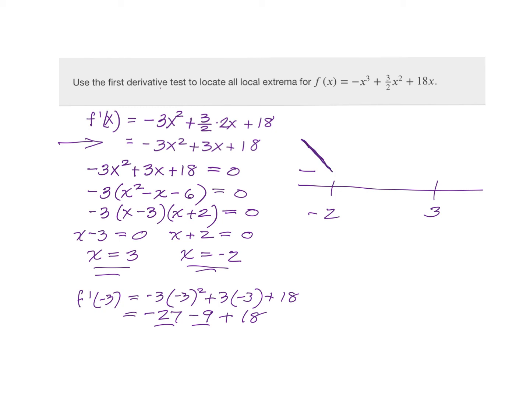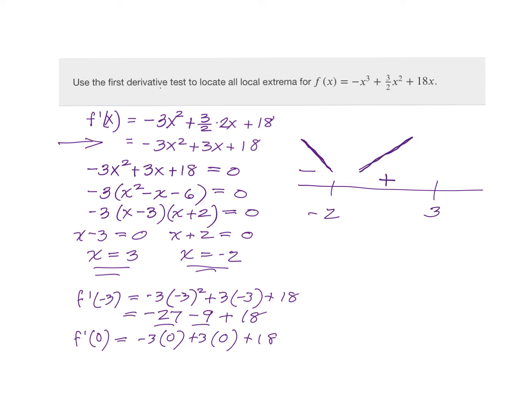Now I'm going to take a number over the interval from negative 2 to 3. And so let's pick 0 because 0 is super easy to work with. So I'm going to pick 0, and again, I'm going to plug it into the first derivative. And if I do that, I get negative 3 times 0 plus 3 times 0 plus 18. And so that is going to give me a positive value. So I go up here and I put a positive, and remember positive means increasing, doesn't it?